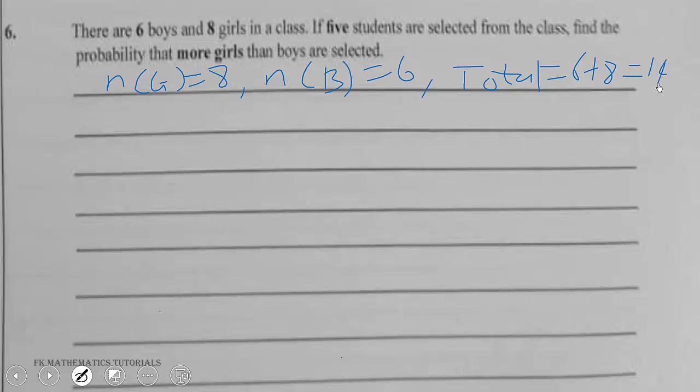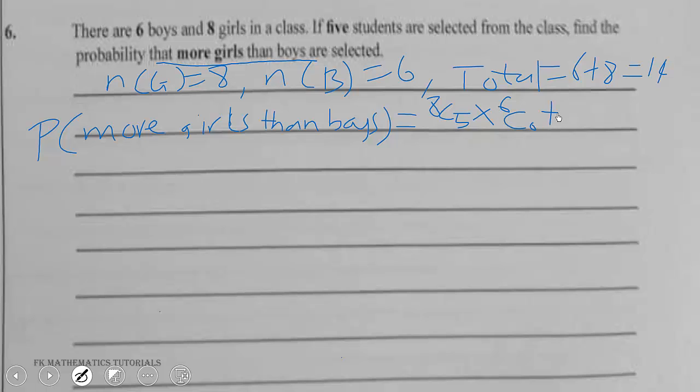Now 5 students are selected from the class. We have to find the probability that there are more girls than boys. So probability that we have more girls than boys will be equal to, we selecting all the 5 to be girls and we have no boy. So if we have all the 5 to be girls and no boy, then we choose all the 5 from 8. So we have 8 combination 5 ways of doing that. And if there's no boy, then we choose 0 from 6 boys.